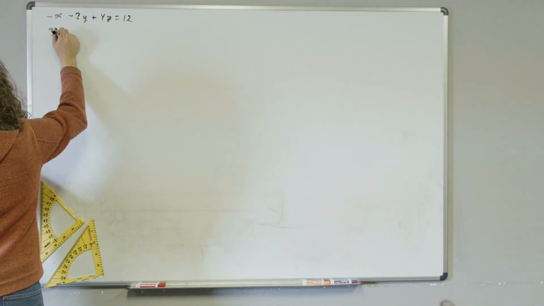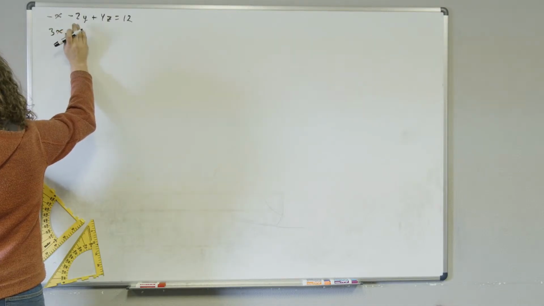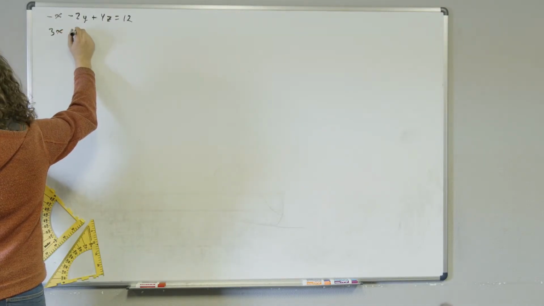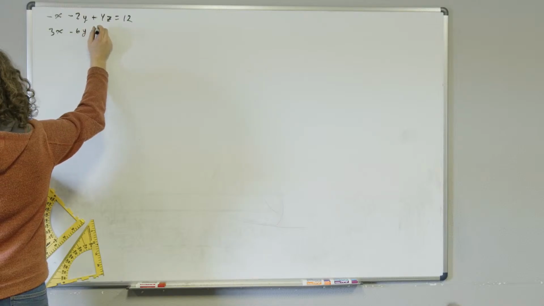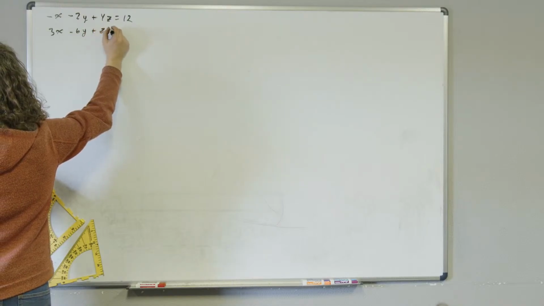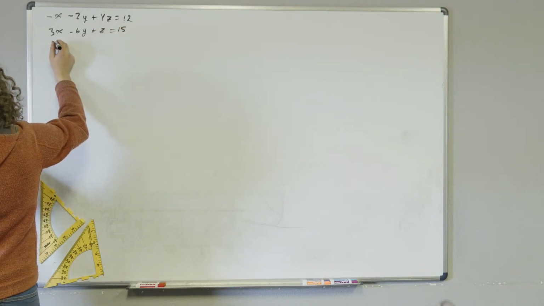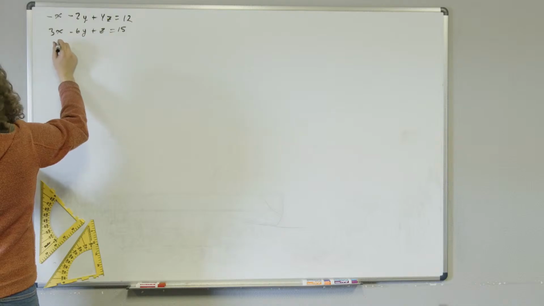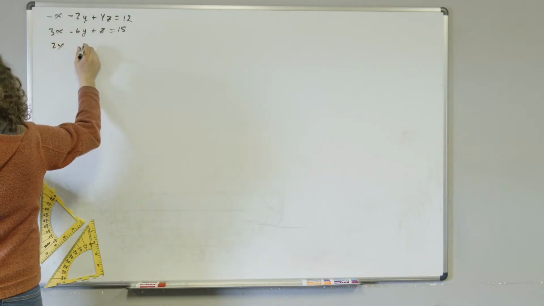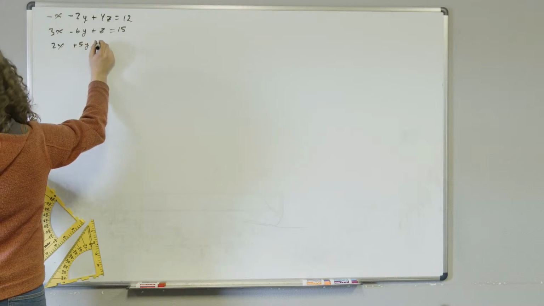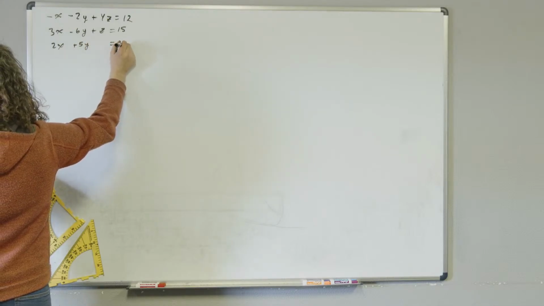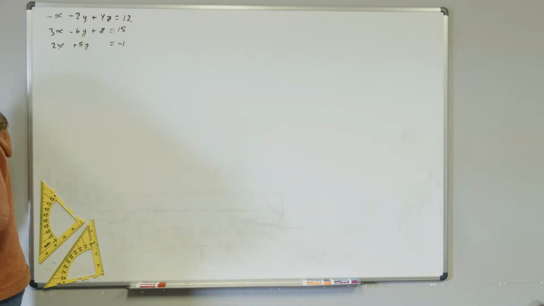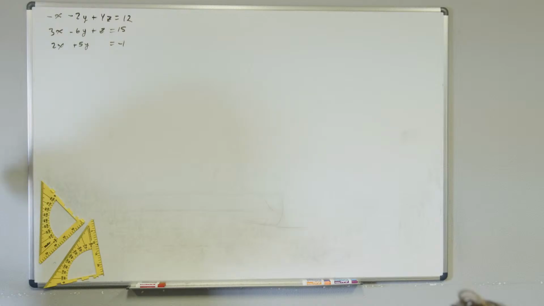3x minus 6y plus z equals 15 and 2x plus 5y equals negative 1. Okay. So, we gotta find a bunch of determinants.